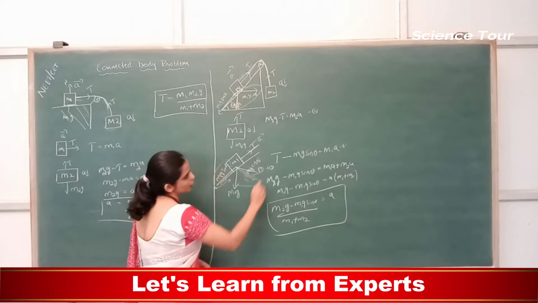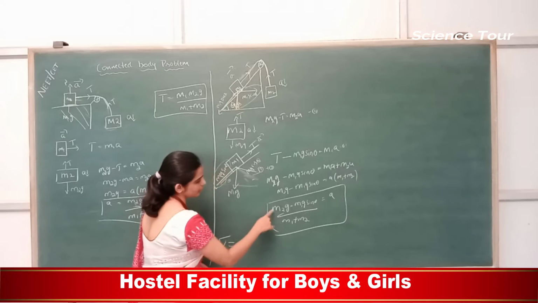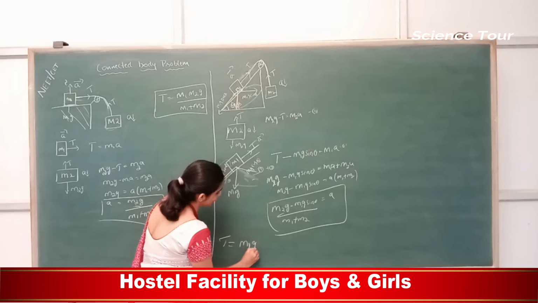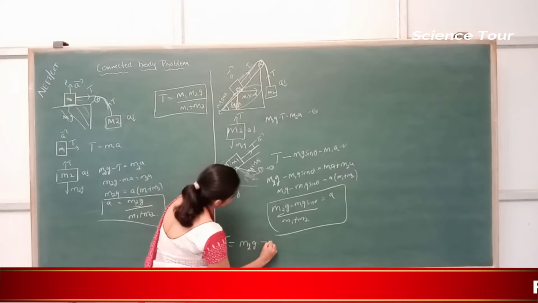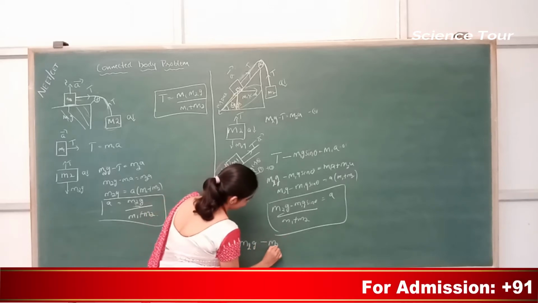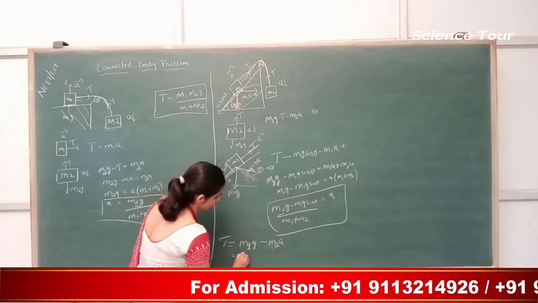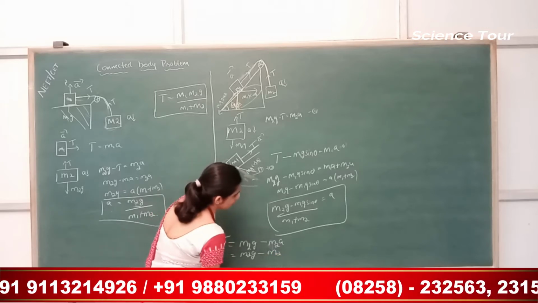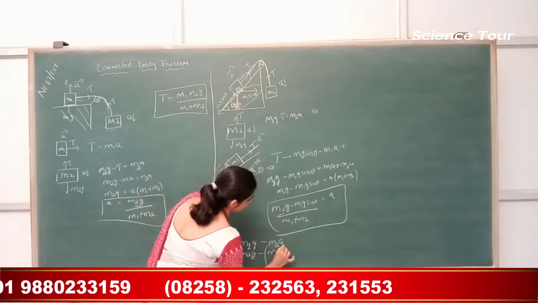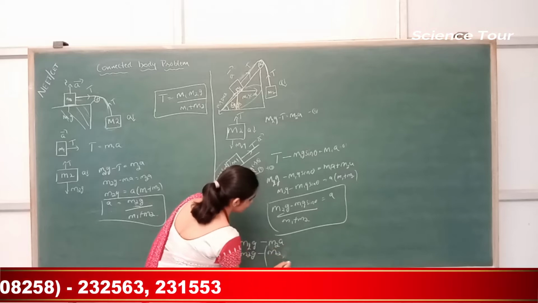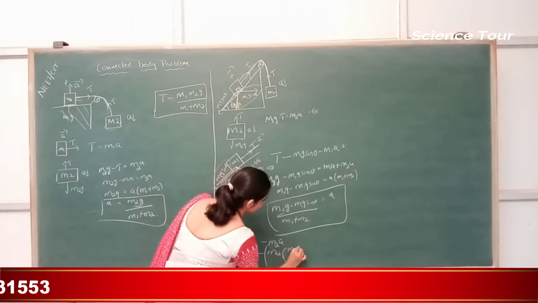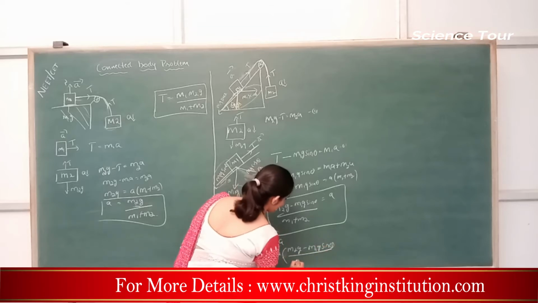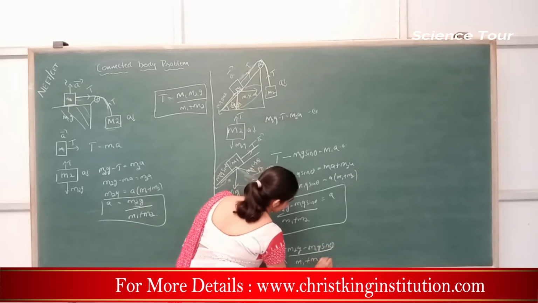Tension is equal to m2 into g minus m2 into a. So m2 into g minus m2 into a, where a is m2 into g minus m1 into g sin theta divided by m1 plus m2.